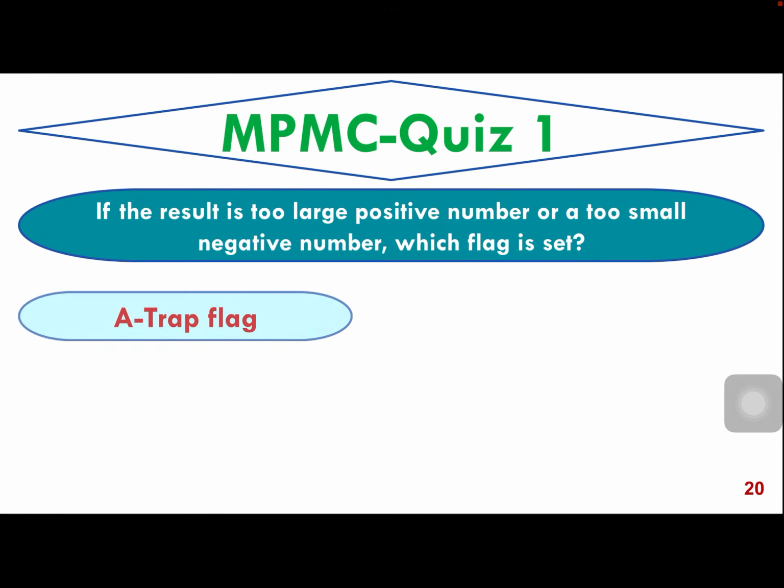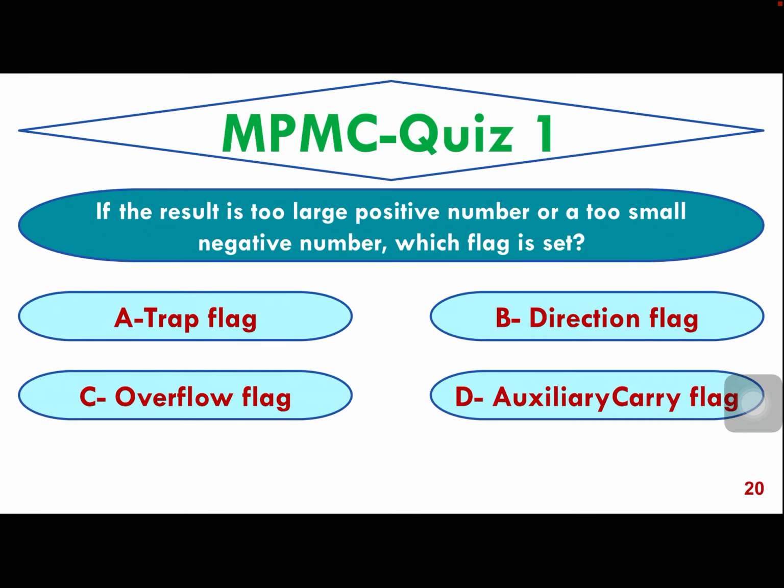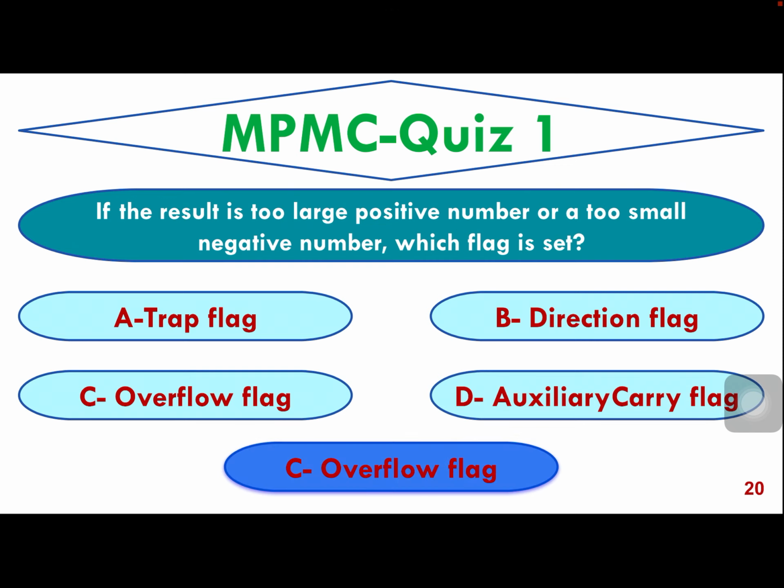And the last one, under multiple choice, if the result is too large positive number or too large negative number, which flag is set? Trap flag, directional flag, overflow flag, auxiliary carry flag. The correct option is overflow flag, C.